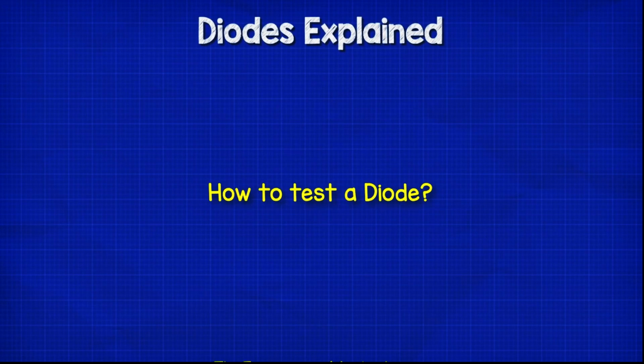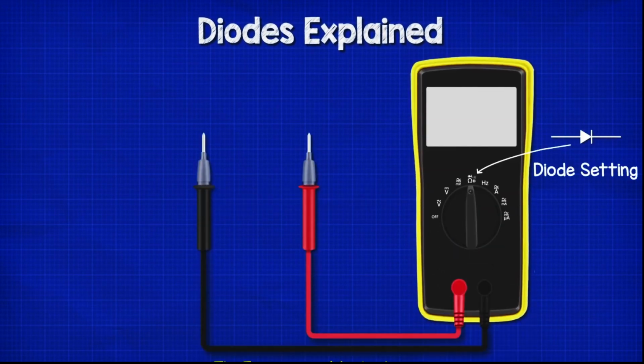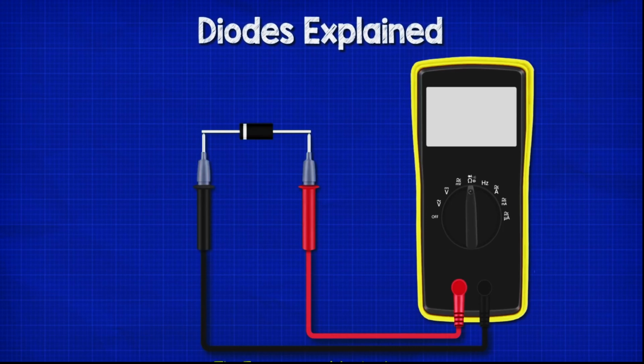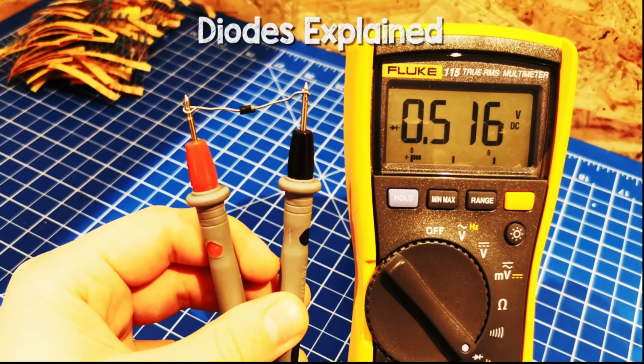So how do we test a diode? So we take our diode and our multimeter. We connect the black probe to the end of the diode with the stripe. We then connect the red probe to the opposite end. When we do this, we should get a reading on the screen. For example, this model 1N4001 diode gives us a reading of 0.516 volts. That is the minimum voltage it takes to open the diode to allow some current to flow.